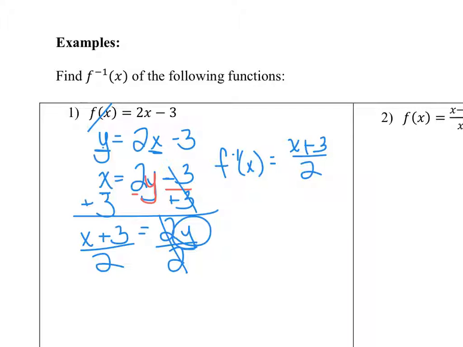Funny enough, that's not the only way you'll see it. You could take that 2 and divide it into both of these. So I could technically also get x over 2 plus 3 over 2, and with bringing that down also, we could get 1/2 x plus 3 over 2.